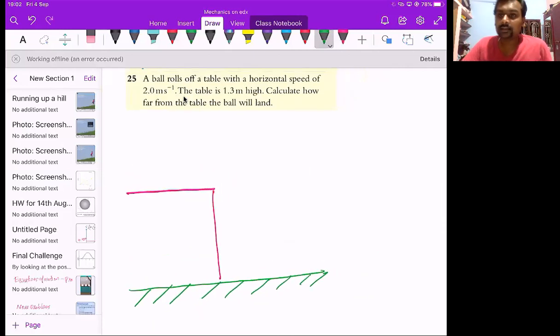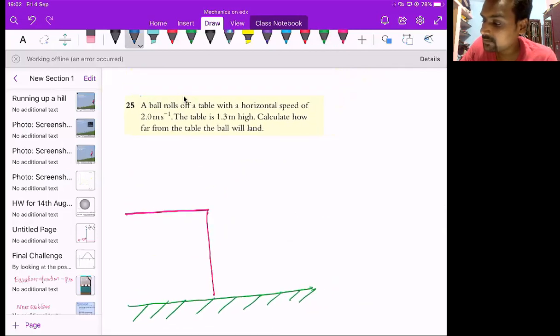So let's say the point at which the ball leaves the table is somewhere here, right? And the question clearly says that the horizontal speed, please remember it's horizontal speed. So it means it has got some initial velocity only in the horizontal direction, correct? So that's given to be 2.0 meter per second, right? And yes, there's one more piece of information which I have to mention. The height of the table is given as 1.3 meter.